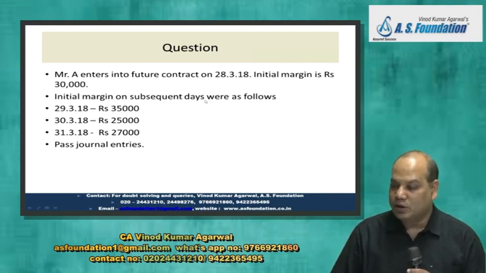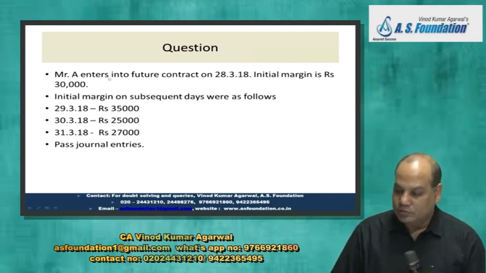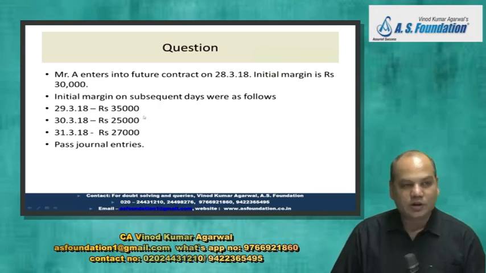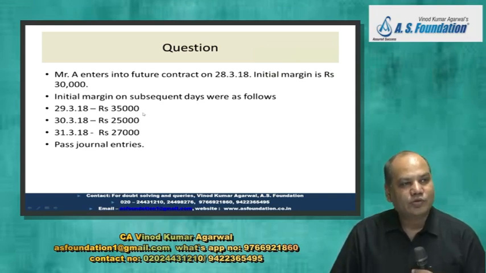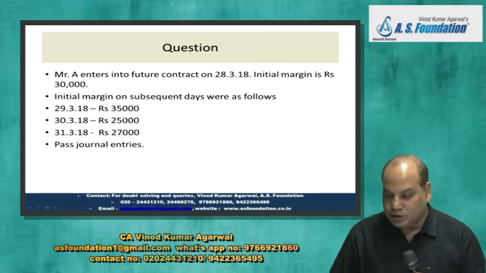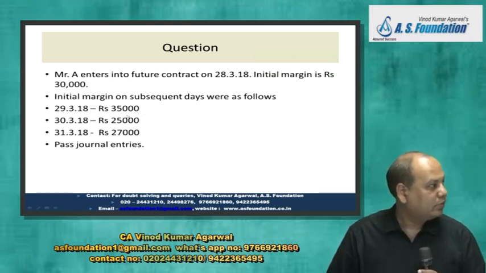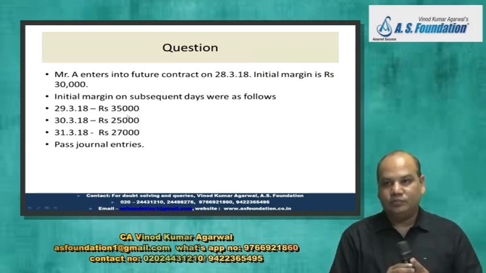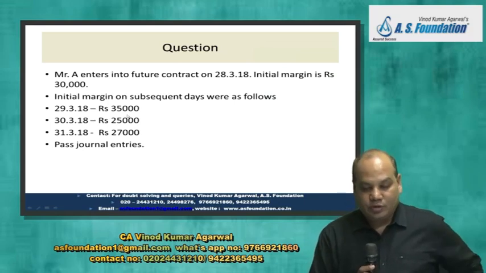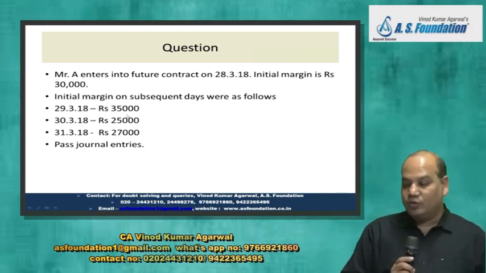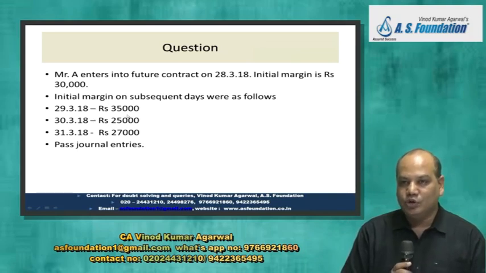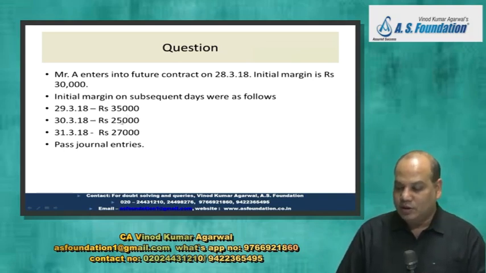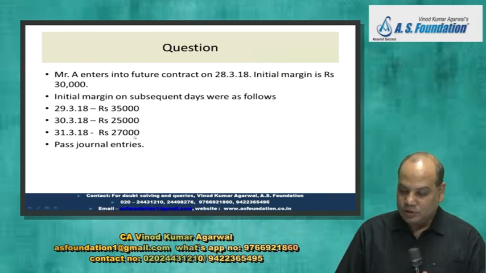Initial margin on subsequent days was as follows. Even after the initial margin, the exchange can ask you to bring more money. Depending upon the movement of prices, they may ask you to bring more initial margin. So next day, the initial margin requirement is 35,000. So 5,000 rupees more initial margin you have to bring in. Then on 30th March, 25,000. So you can withdraw 10,000. Again 27,000. Again 2,000 rupees you have to bring in.